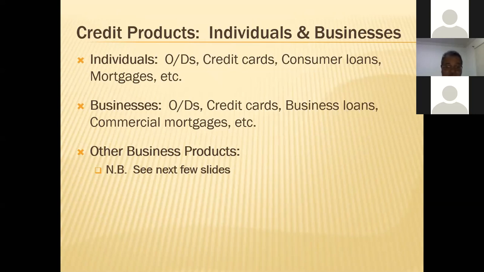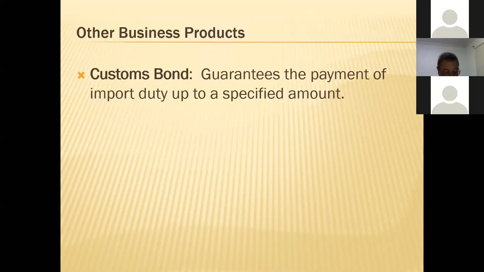So now let's look at some other items. So let's look at customs bonds. Okay. Under other corporate products, on the bottom of page 17, it says customs bond guarantees the payment of import duty up to a specified amount. Okay. As the name implies, this is a bond for paying customs duties. Okay, so we said Glenn Shoe Store, I have a shipment of shoes coming in.